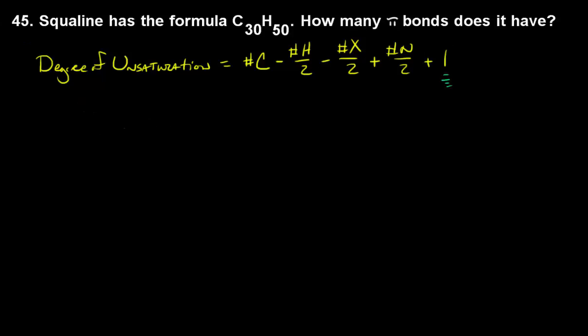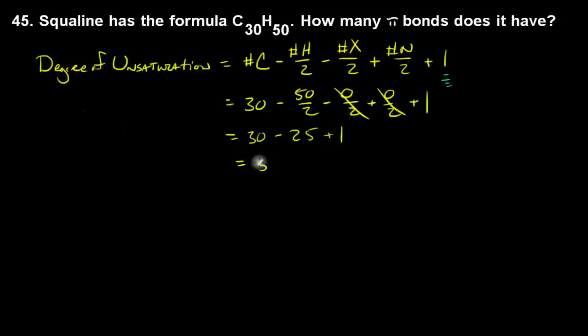So let's go ahead and fill in the equation. This is going to be 30 minus 50 divided by 2, minus 0 divided by 2, plus 0 divided by 2, plus 1. So these cancel out, and we're going to have 30 minus 25 plus 1, then 5 plus 1, so that's going to give us 6. So overall, because of the way that the question is phrased, we can say that this molecule has 6 pi bonds.